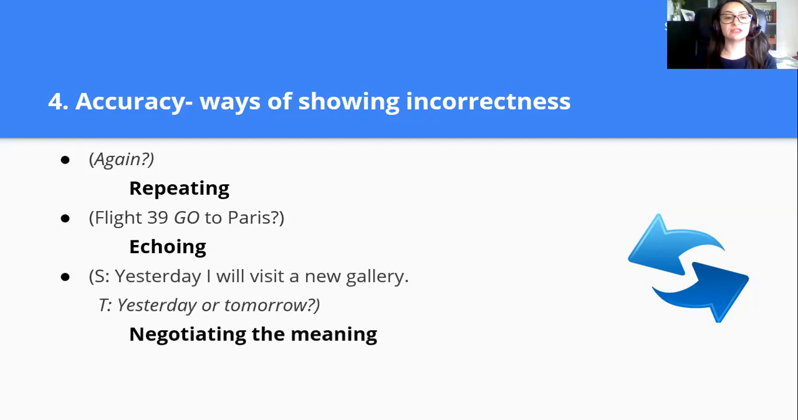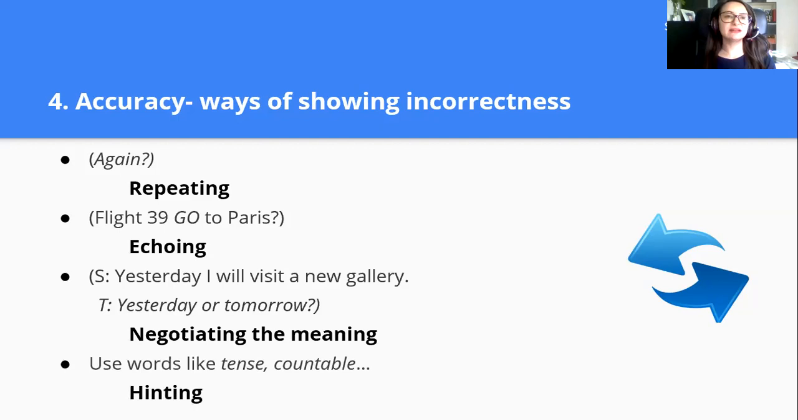Another, third strategy is negotiating the meaning. Imagine your student saying this: yesterday, I will visit a new gallery. Obviously, it is good when you give them options. You can say yesterday or tomorrow. By giving them two alternatives, of course, they will recognize their mistake and do the correction themselves.